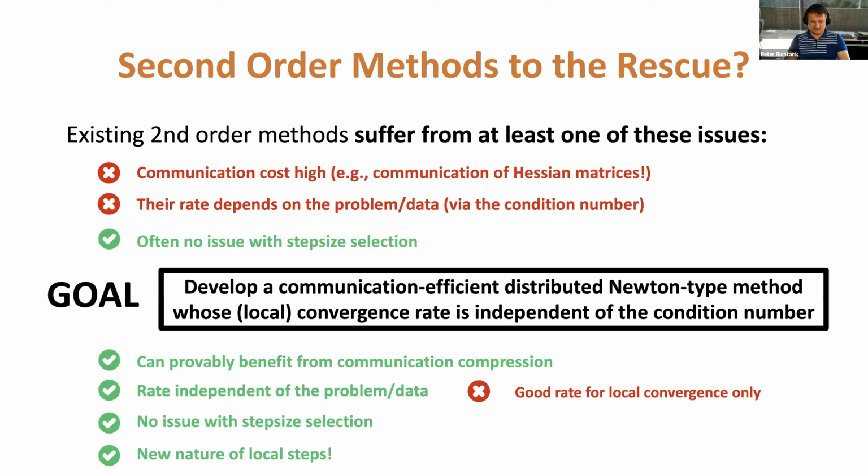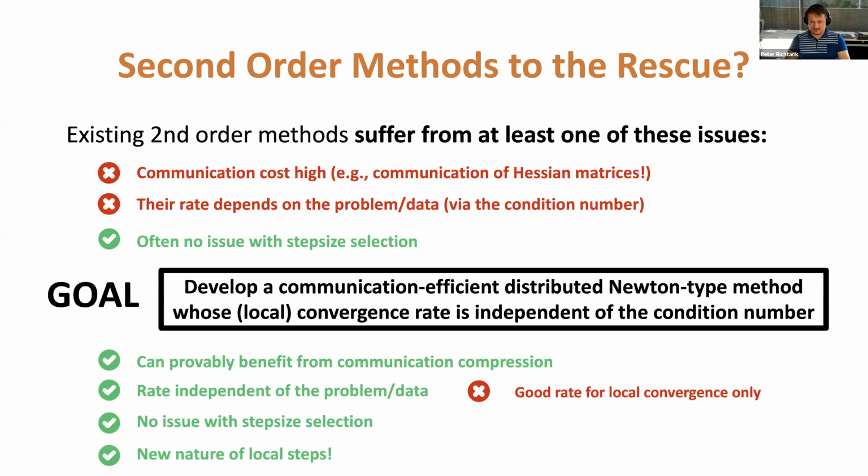Now, what can you get out of this? You could get provable benefit from communication compression for second order methods, which is a new thing. You could get a rate which is independent of the conditioning of the problem data. No issue with step size selection, so these methods will be automatically adaptive. And there'll be a new interpretation of what local steps mean, because we'll not be taking local gradient type steps, we're doing some other type of local work, and that can be interpreted as local steps of some sort, but local steps which actually do help in reducing the number of communications.